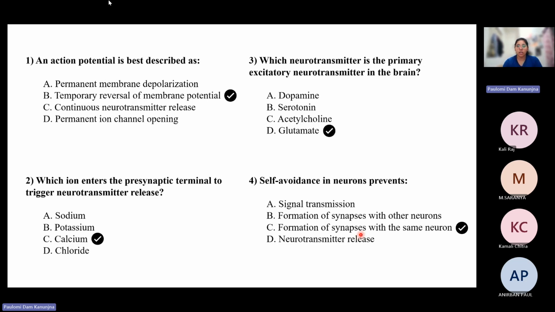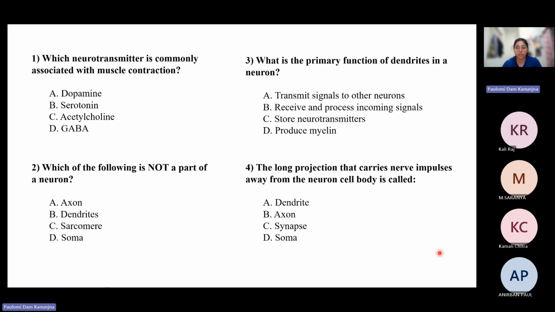Okay. All right. The next set of questions: which neurotransmitter is commonly associated with muscle contraction? I had mentioned this. Which of these is not a part of neurons? What is the primary function of dendrites in neurons? And the long projection that carries nerve impulses away from the cell body is called what? So this is part of the structure of the neurons.